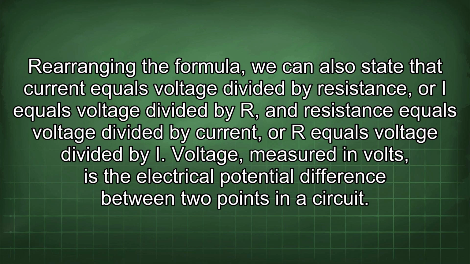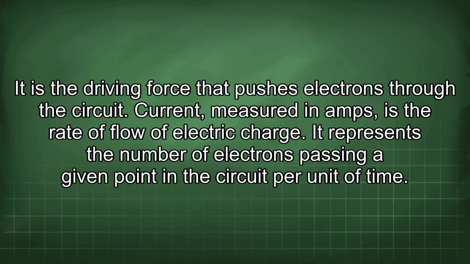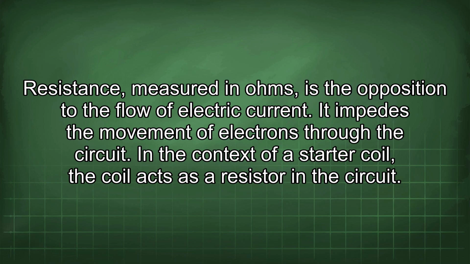Voltage, measured in volts, is the electrical potential difference between 2 points in a circuit. It is the driving force that pushes electrons through the circuit. Current, measured in amps, is the rate of flow of electric charge. It represents the number of electrons passing a given point in the circuit per unit of time. Resistance, measured in ohms, is the opposition to the flow of electric current. It impedes the movement of electrons through the circuit.